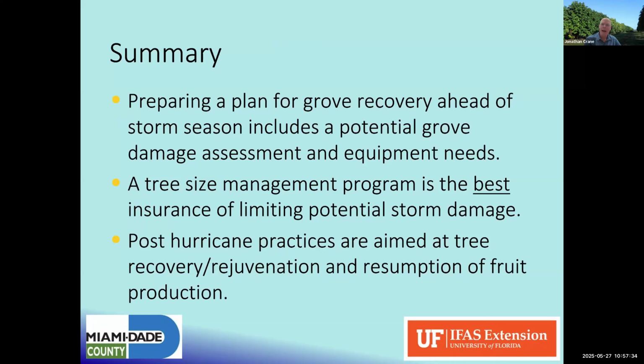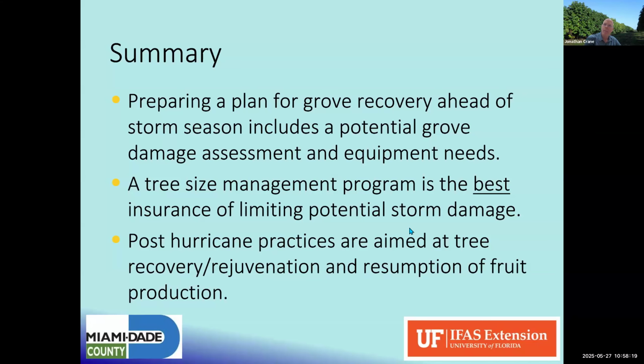Tree size management, I can't emphasize enough, is really the best insurance for limiting potential storm damage. Let's talk about the larger trees: mamey, avocado, mango, lychee. If you're letting those trees get much above 15, 17, 18 feet, you're increasing the potential that they will be severely damaged or toppled over during a storm. So if you maintain a lower tree profile, you'll weather the storms much better. And then, of course, the post-hurricane practices are aimed at trying to get the tree back into production as quickly as possible.